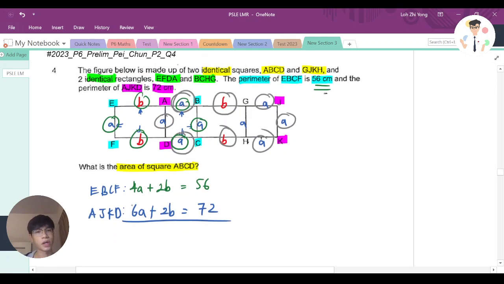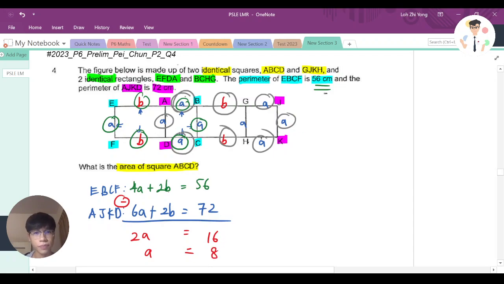And from here, you actually can try to look at it here, right? 6a plus 2b is 72, 4a plus 2b is 56. So it means that their difference, okay, or I should just make it clearer. 6a minus 4a is equal to what? 2a. Okay, 2a. 2b minus 2b, nothing. 72 minus 56, that's equal to 16. Which means that 2a is equal to 16, then a will be what? a will be 16 divided by 2, which is 8.